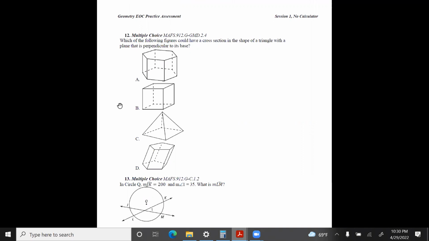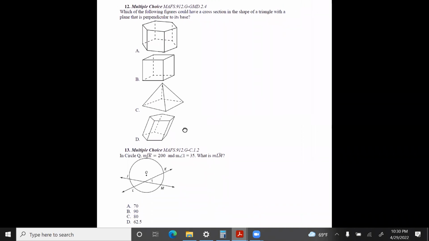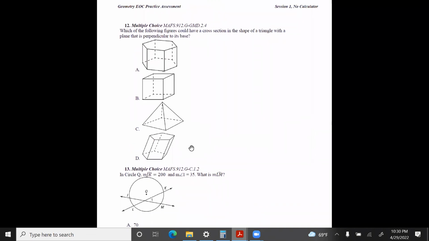Number 12. Let's get this up just a little bit so we can get more on the screen. Well, I'll have to do this one first before I can move it up. So number 12, which of the following figures could have a cross section in the shape of a triangle with a plane that is perpendicular to the base?